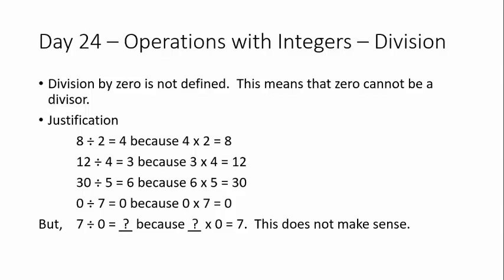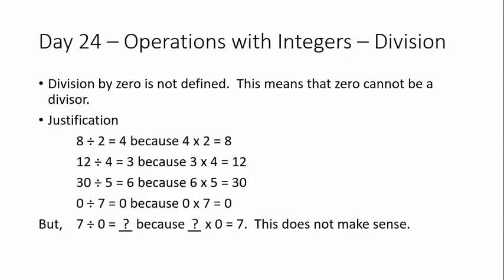Let's look at why division by 0 is not defined. Let's think of how division and multiplication are related. 8 divided by 2 is equal to 4 because 4 times 2 equals 8. We can look at more examples. 12 divided by 4 equals 3 because 3 times 4 equals 12. I'm going to skip down. 0 divided by 7 is equal to 0 because 0 times 7 equals 0.